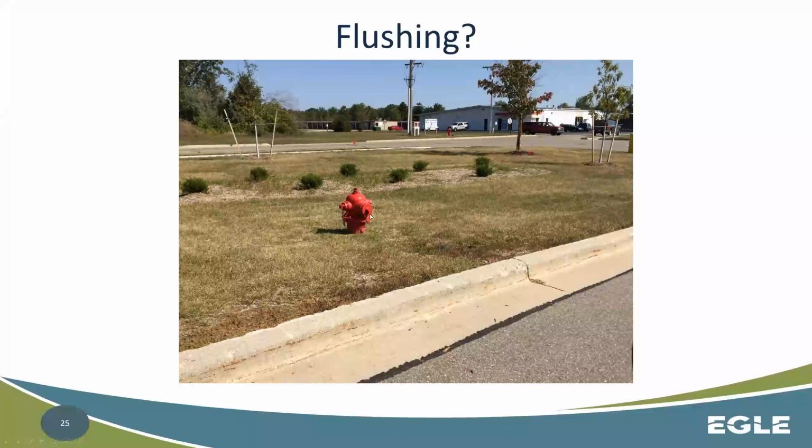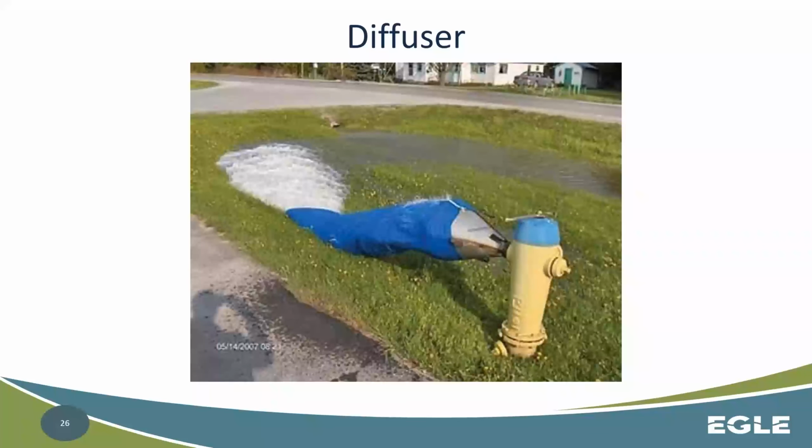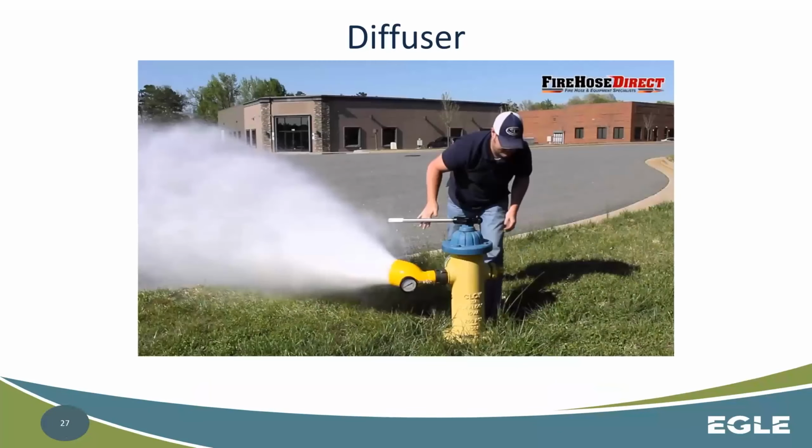But there are things you can use to try to help this situation, like diffusers. I think this is actually kind of a homemade diffuser that somebody made. It looks like it's a cone that they've put a threading on and then attached a tarp to it. But there are more professional ones out there, kind of like this one here. This is a diffuser that you can purchase right off the shelf that'll attach to a hydrant.